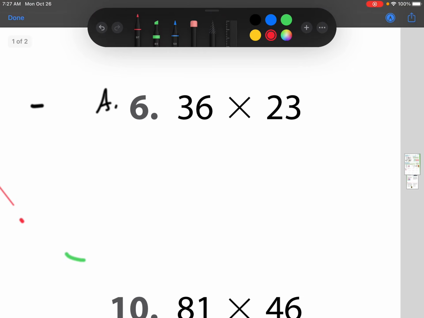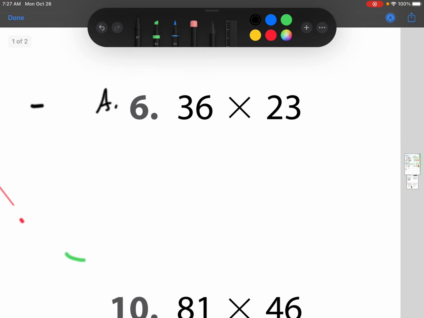Number 6, 36 times 23. So we multiply, that's 18, regroup that one. Now we go to the tens place, 3 times 3 is 9, plus 1 is 10. Since I've used this 1 now, I'm going to cross it out so I don't forget about it, or I can erase it. So now I go to my next place value, which is 2.